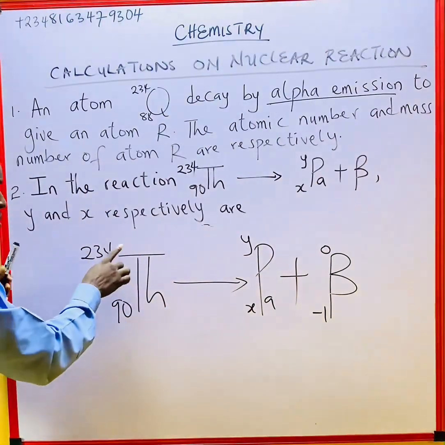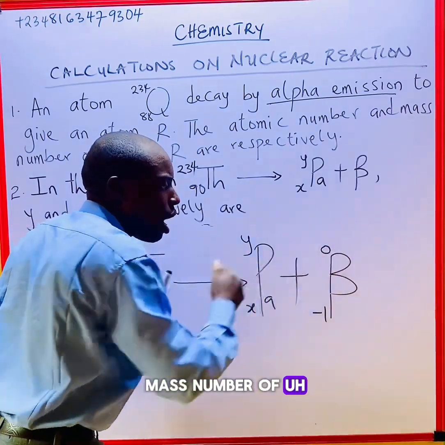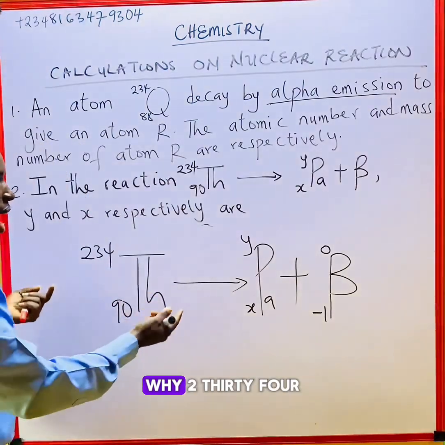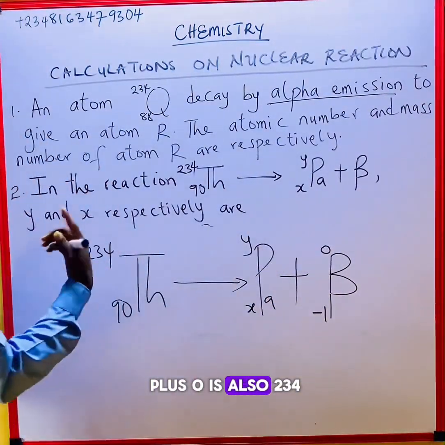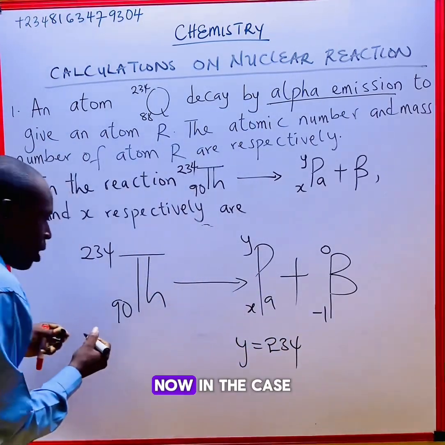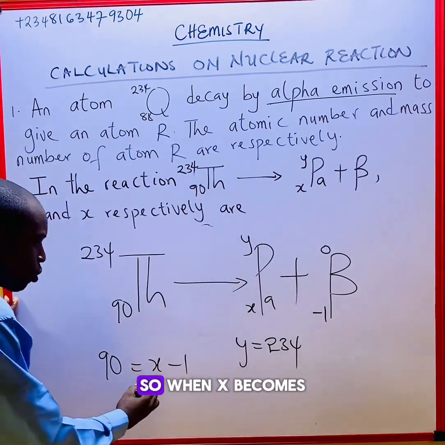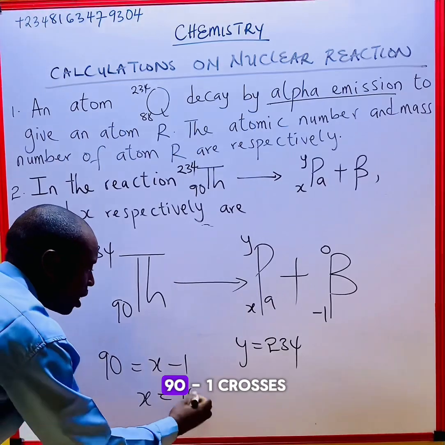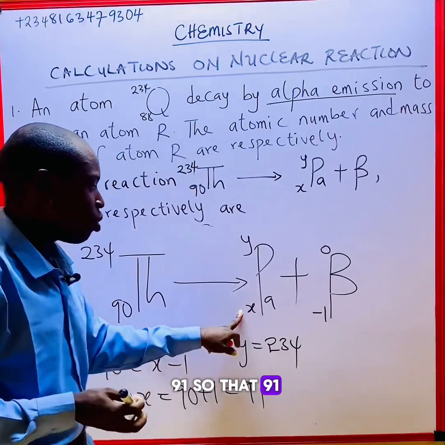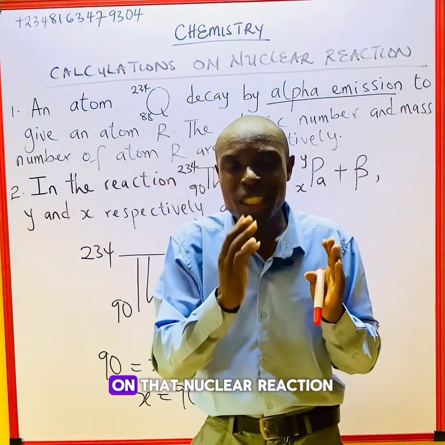Now, 234 here, remember the mass number of beta is 0. So it means that Y here will still be 234. Why? 234 plus 0 is also 234. So Y here is already 234. Now, in the case of atomic number here, 90 is equal to X minus 1, right? So when X becomes 90, minus 1 crosses it turns to plus 1. The final answer is 91. So that 91 minus 1 is equal to 90. Now, this is how to balance questions under nuclear reaction.